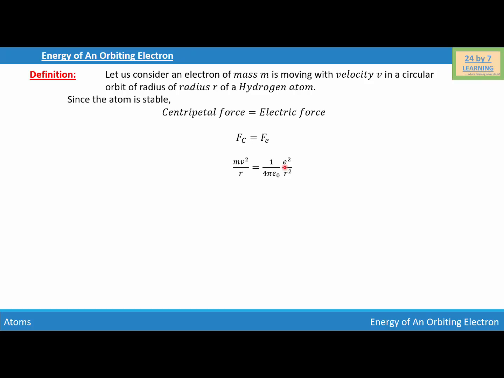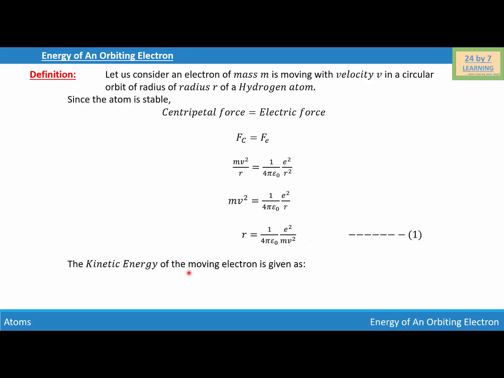in a hydrogen atom. Now if we simplify further, we will get mv square is equal to 1 over 4 pi epsilon 0 e square over r, because I am cancelling this r with this r square, so this r will be cancelled out and this r square will become r. Now let's simplify further, and we will get the value of r, the radius, equal to 1 over 4 pi epsilon 0 e square over mv square. Let this be our equation number 1.